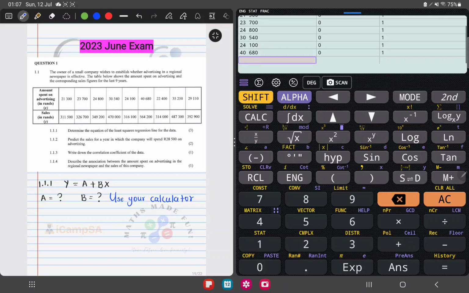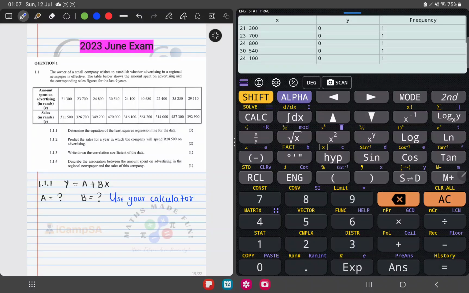40,680, and then you have 22,400, then you have 35,250, and you have 29,110. Okay, then you now deal with your y's, which is at the bottom, so that's 311,500, and I'll just populate the rest. You would do the same. You type the number, you click equal.